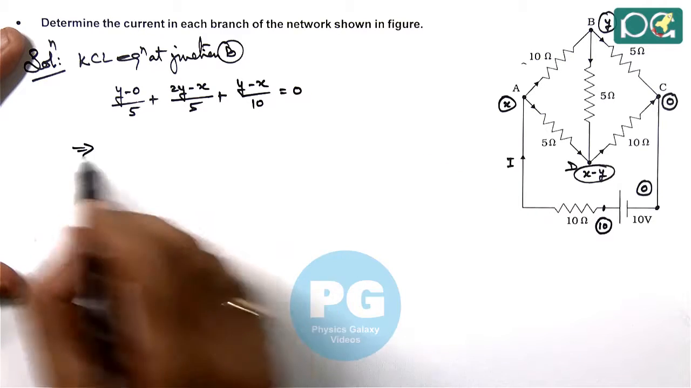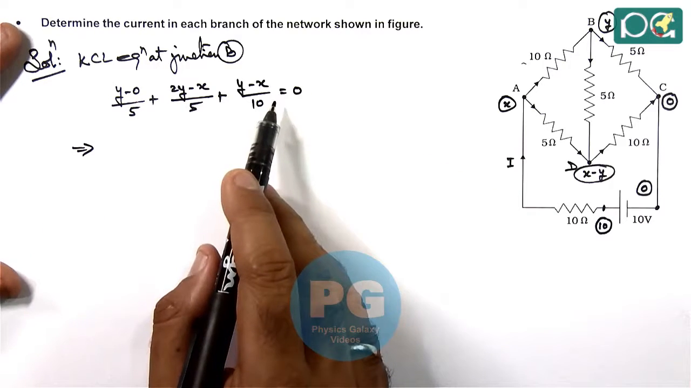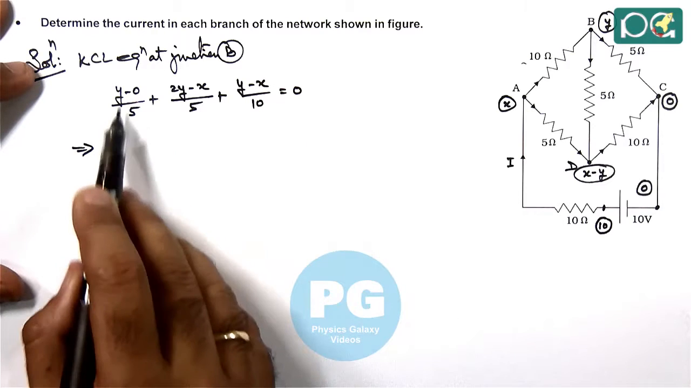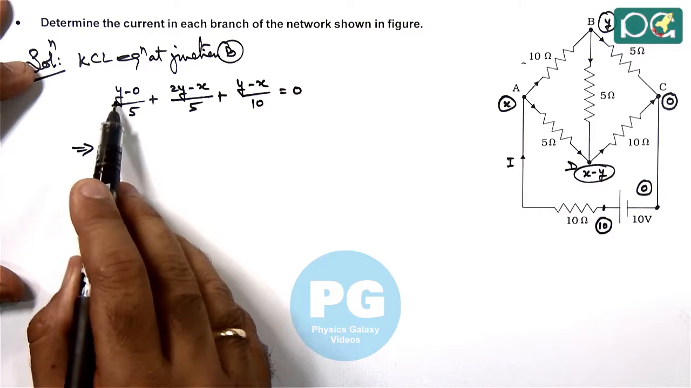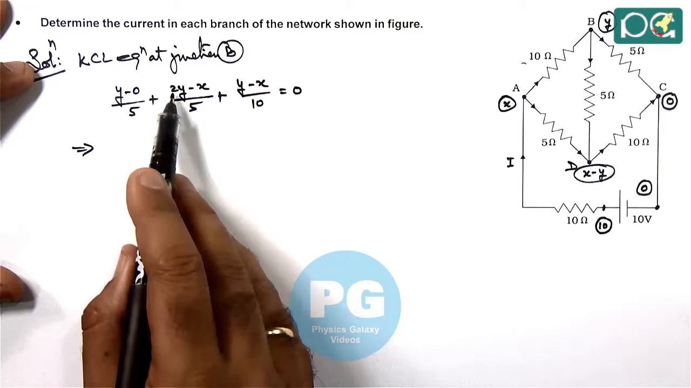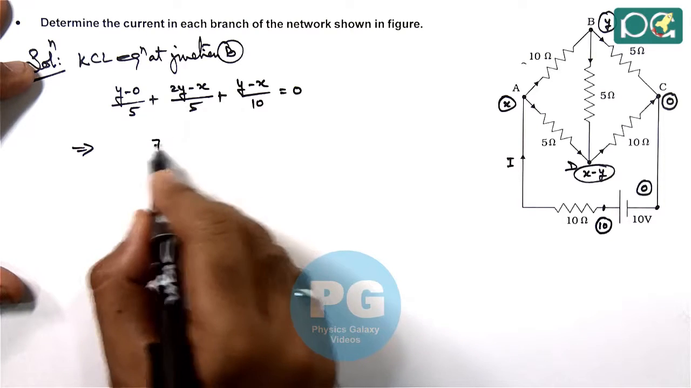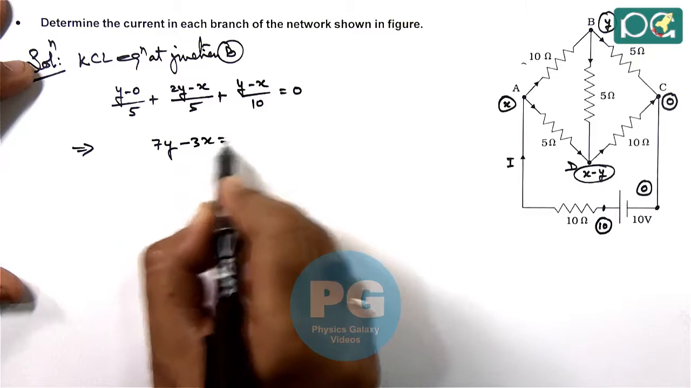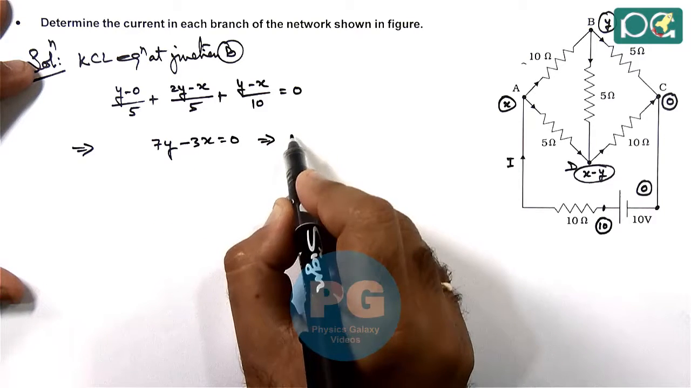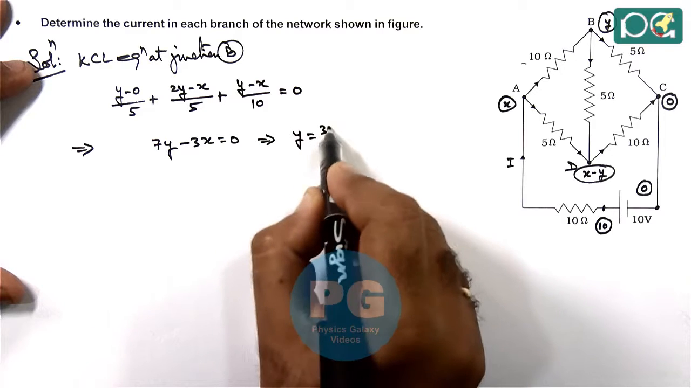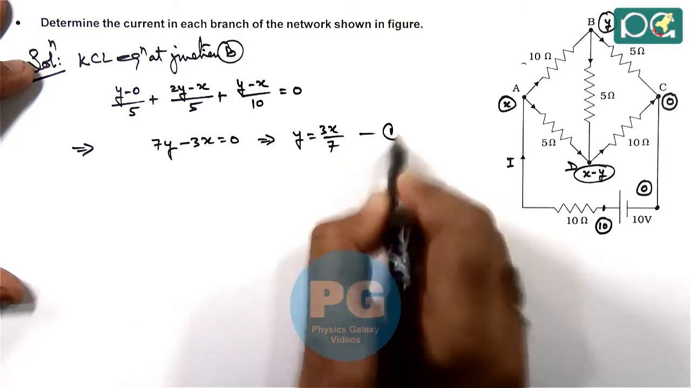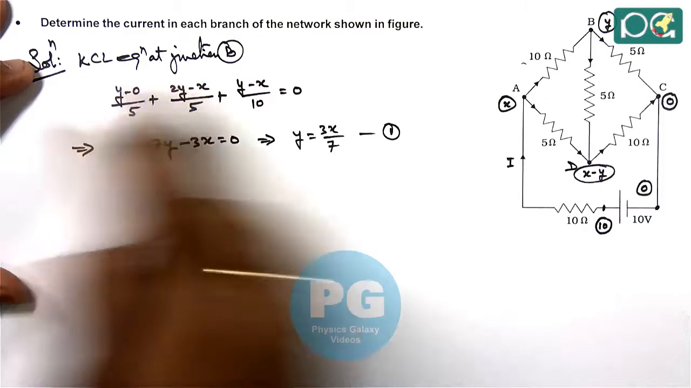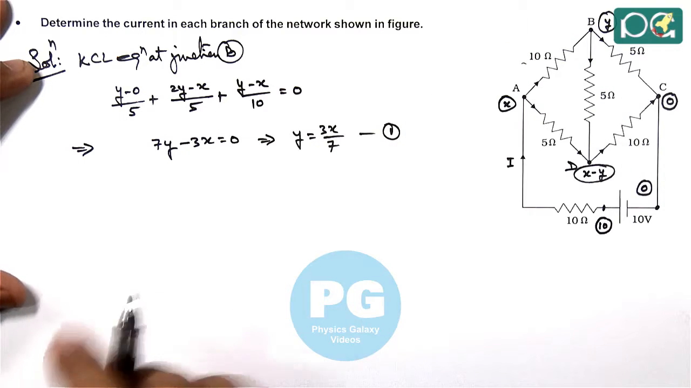Simplifying this equation, we get 2y plus 4y, 6y plus 1, 7y minus 3x is equal to 0, which gives us y is equal to 3x by 7. This is one equation we get by writing the KCL equation at junction B.